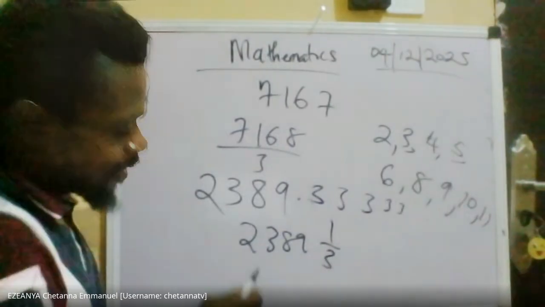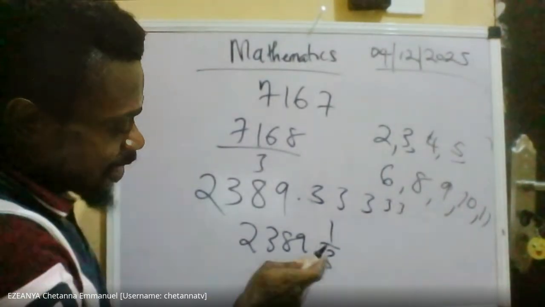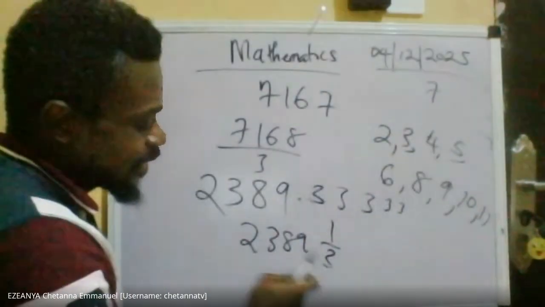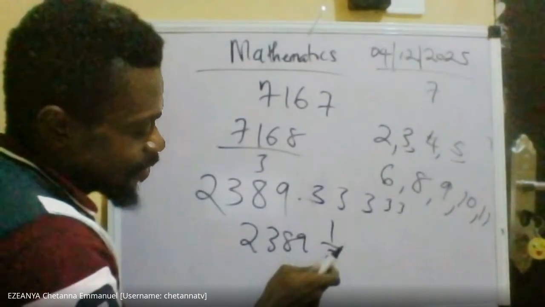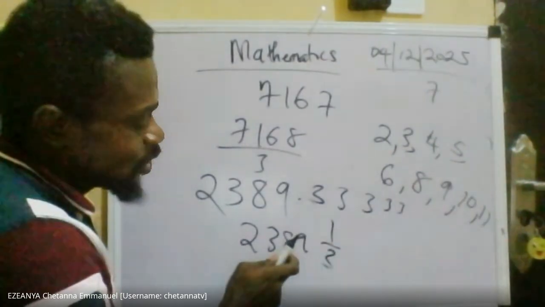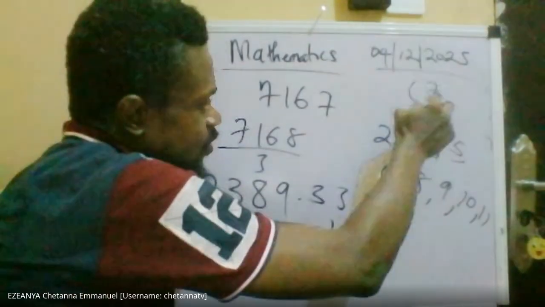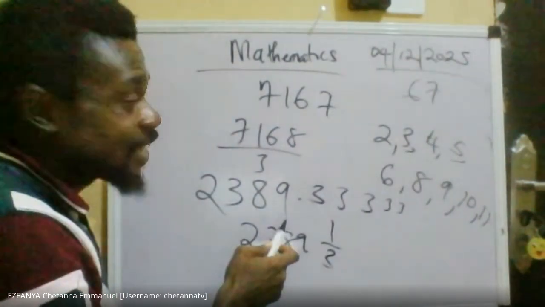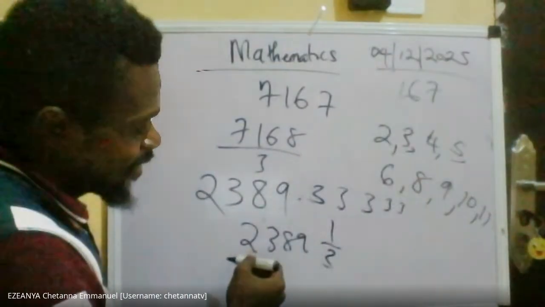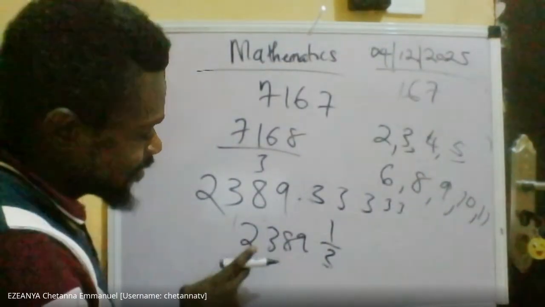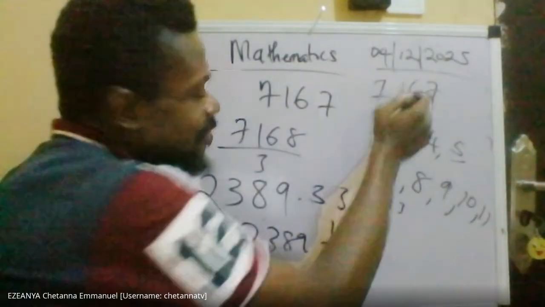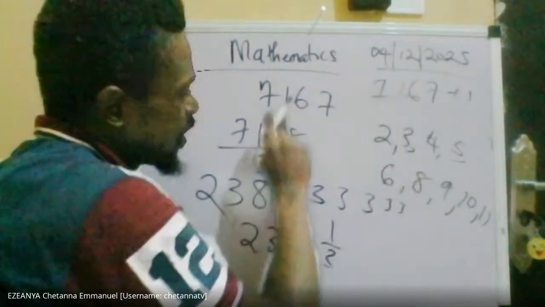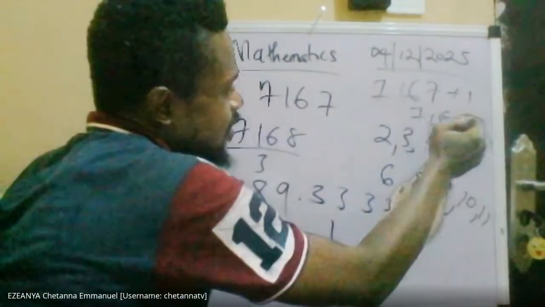Multiply this. 3 times 7 is 21, carry 2, put 1 here. 3 times 1... 3 times 8 is 24. 24 plus 2 is 26. Put 6 here, carry 2. 3 times 3 is 9. 9 plus 2 is 11. Put 1 here, carry 1. 3 times 2 is 6. 6 plus 1 is 7. So if you add this one now, it becomes 2,389.33.